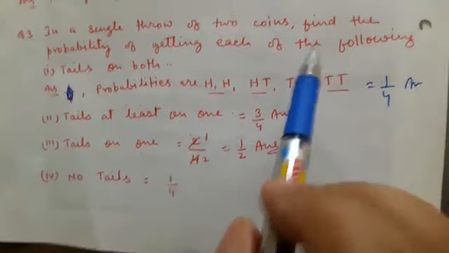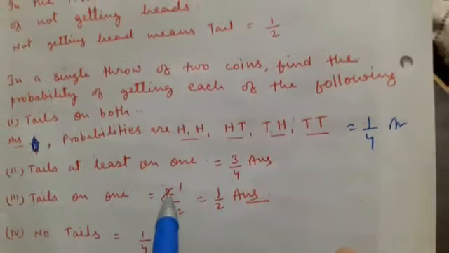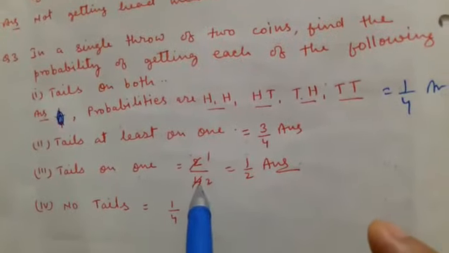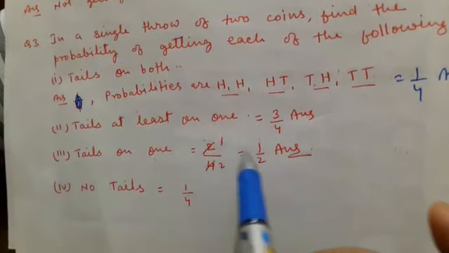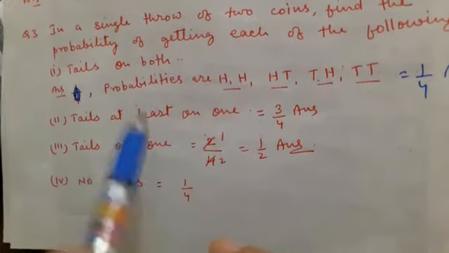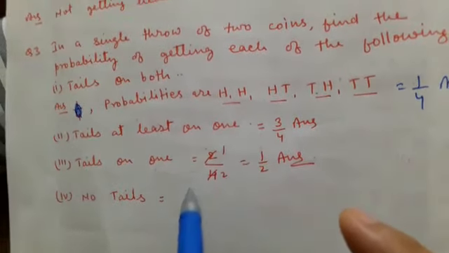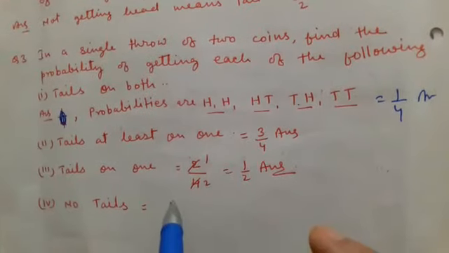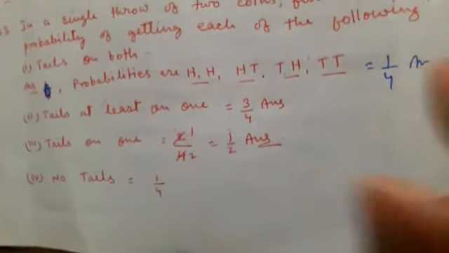Next question is, tail on exactly 1. So 1 and 2. So 2 will be the favorable outcomes and 4 is the total possible outcomes. So 2 by 4, that is equal to 1 by 2, is our answer. No tails. No tails means only head. So 1 will be the favorable outcome and 4 is the total possible outcomes. So 1 by 4 will be our answer.